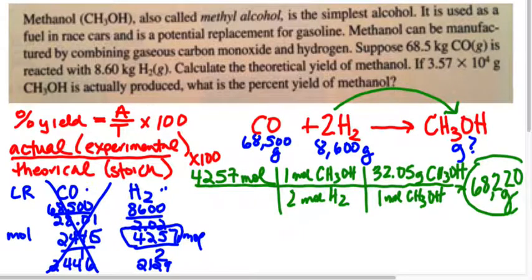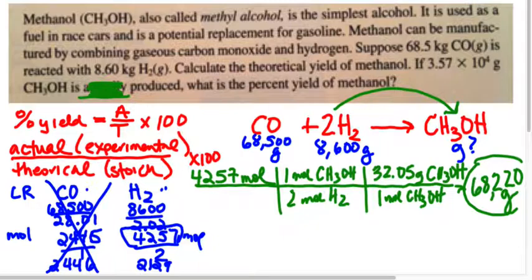Now it says if 3.57 times 10 to the 4th grams of methanol is actually produced, they're being really nice here, guys. You're not always going to be given the word "actually." Just be aware of that. If they just say "if is produced," you should be able to do this without that word. What is the percent yield?